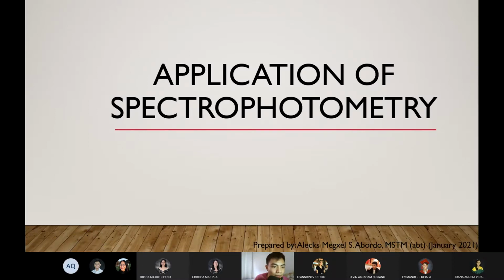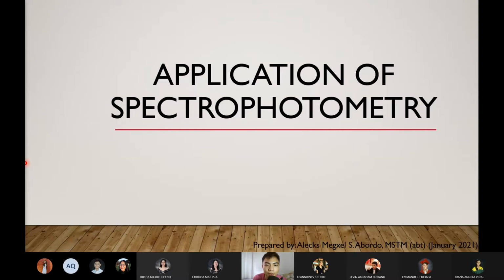Okay, so our last synchronous session is about the application of spectrophotometry. Actually, we're going to discuss the details of how this looks like, and then the parts of it. Okay, so that's what we'll do for today.